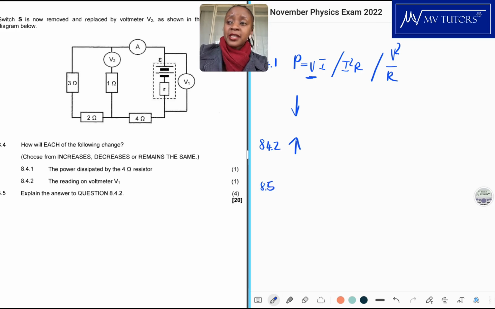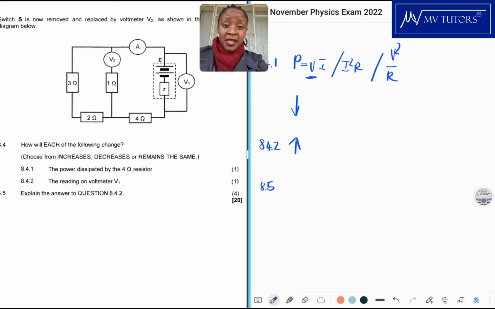And I'm reserving my reasons for 8.5, which says, explain the answer to question 8.4.2. Okay, so I'm going to try to explain. I don't think I will write it down. Basically, they did tell us that the voltmeters have very high resistance. So by adding voltmeter 2 with a high resistance, you won't get much of the current passing through the 1 ohm resistor. Much of the current will go to the resistors in parallel, and so the resistors in parallel have an increase in voltage. Another thing is the total resistance in the circuit will increase.